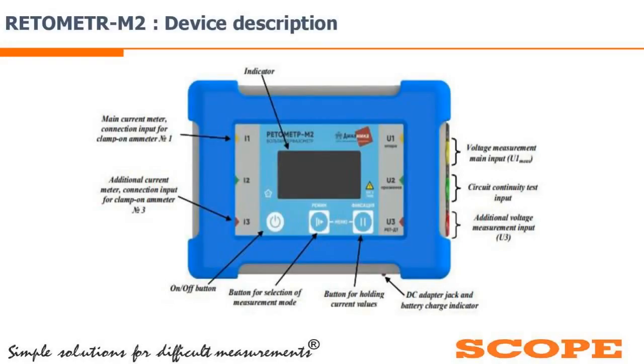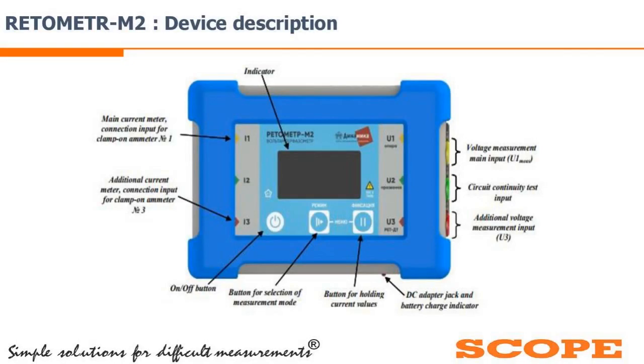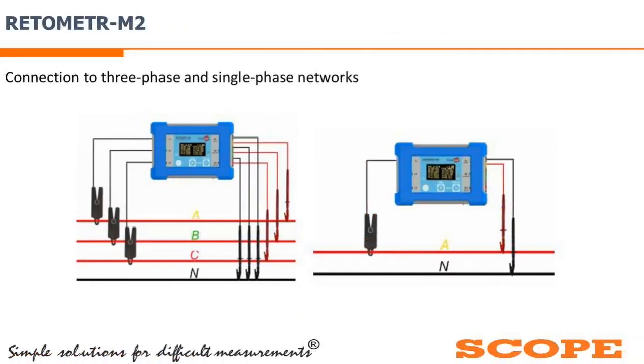At the bottom you can see the on/off button, the button for selecting the measurement mode, buttons for holding current values, the DC adapter jack and the battery charger indicator. These are the menu options of the Ratometer M2. With the Ratometer M2 we can measure various parameters: current, voltage, reactive power, active power and apparent power.